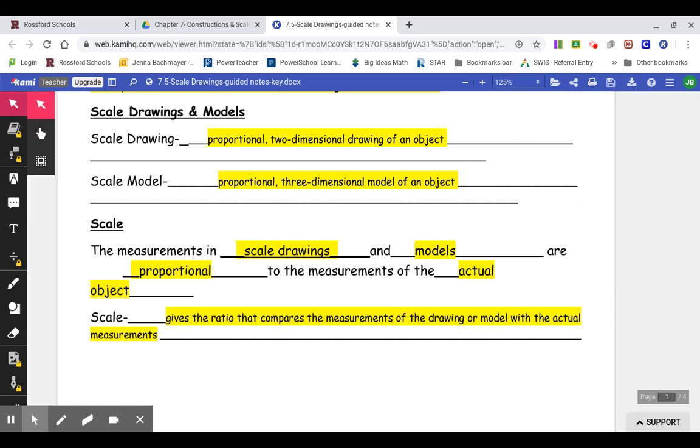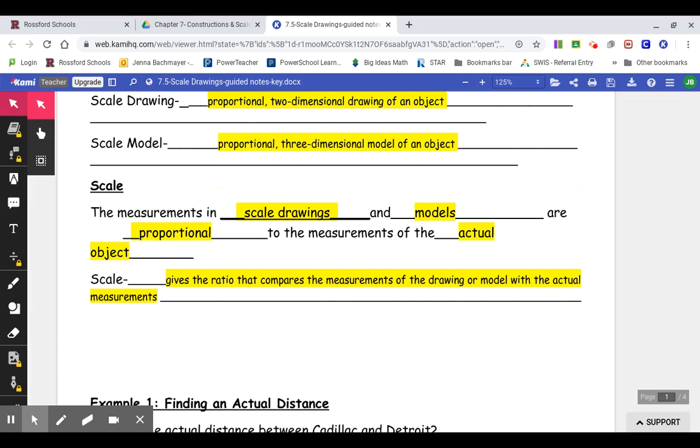Scale. Scale is the measurements in a scale drawing and models are proportional to the measurements of the actual object. So we've talked about proportions back in chapter 5. Proportions, we want to keep the ratios similar. We can increase them 2 times or 3 times or 15 times if we need to, or decrease them at that same rate. So scale drawings and scale models are held proportional to the actual object.